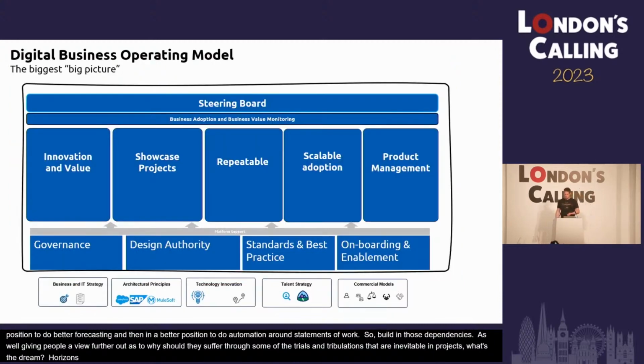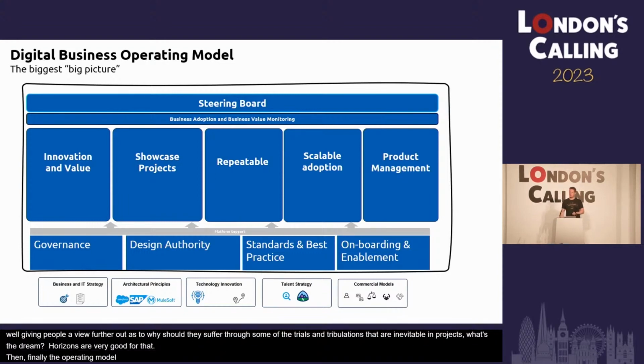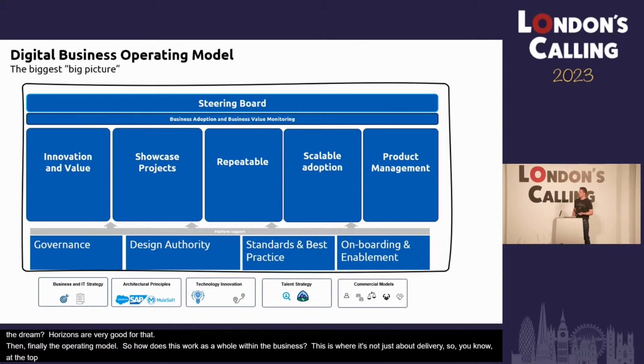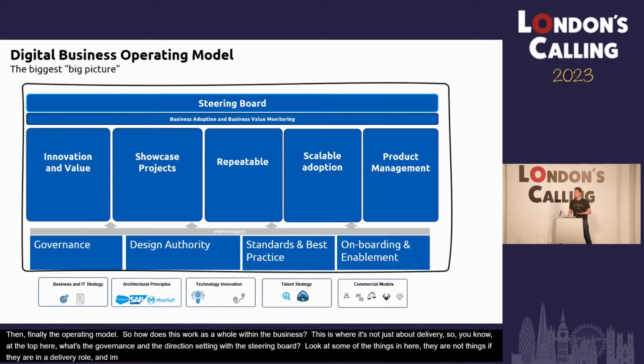And then finally, the operating model. So how does this work as a whole within the business? And this is where it's not just about delivery. So at the top here, we're talking about, well, what's the governance? What's the direction setting with the steering board? But look at some of the things that are in here, right? They're not things that if you're in a delivery role, as an implementer, you think about day to day, but really you should, and particularly with an architect mindset, you should.